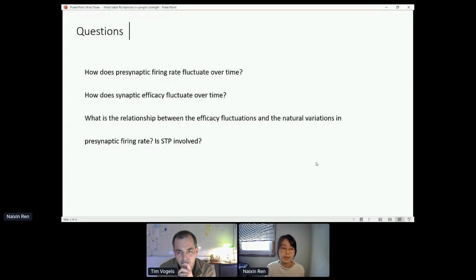The first would be, how do the presynaptic firing rate and also the synaptic efficacy fluctuate over time? In particular, we would like to study the scale of the fluctuation. And then we're interested in the relationship between the efficacy fluctuations and the natural variation in presynaptic firing rate. And we would like to see whether STP is involved in this process.